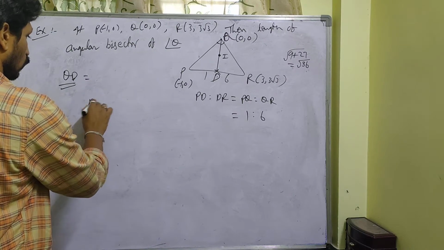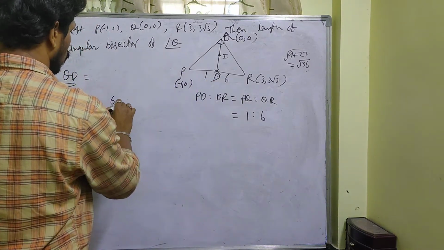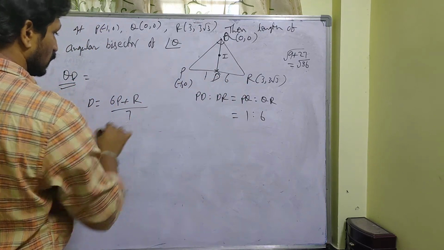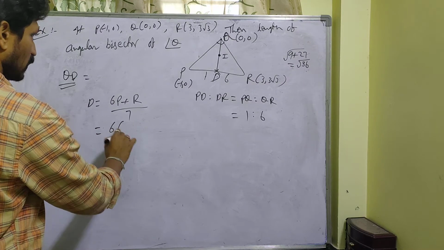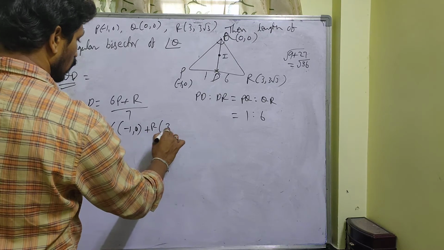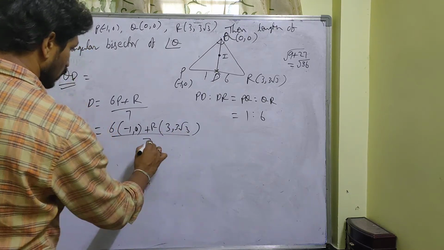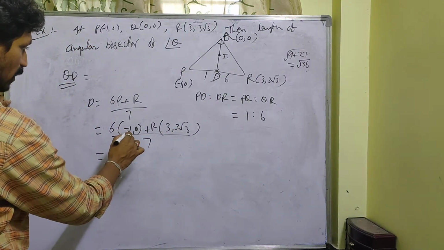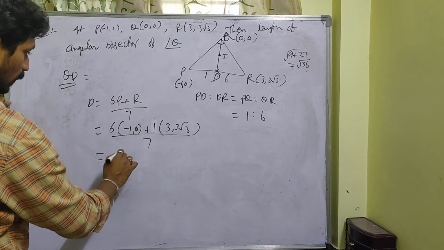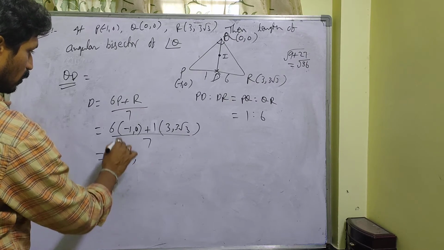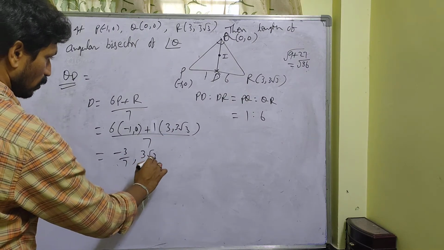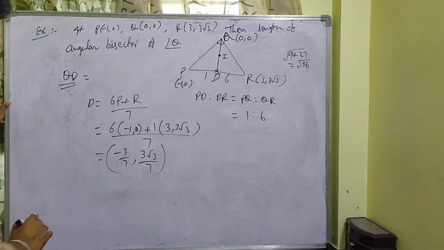So D is equal to, what can you say? 6P plus 1 into R, by 1 plus 6, that is 7. So that is nothing but 6 into P, which is minus 1 comma 0, plus R, which is 3 comma 3 root 3, by 7. So 6 into minus 1 is minus 6, and R means only 1 into 3. Minus 6 plus 3 is minus 3 by 7, comma 6 into 0 plus 1 into 3 root 3, 3 root 3 by 7. So this is the point D.